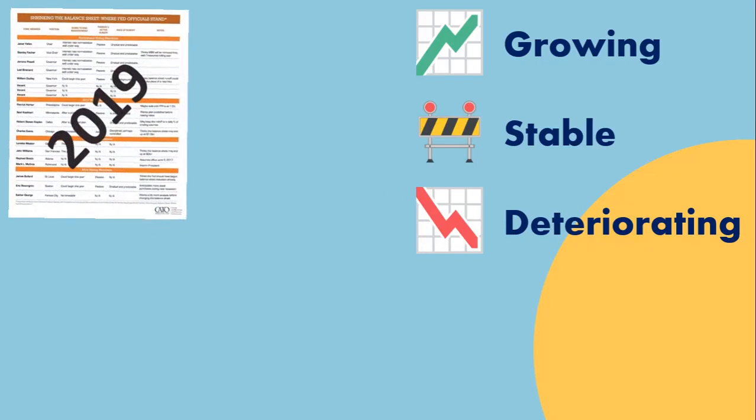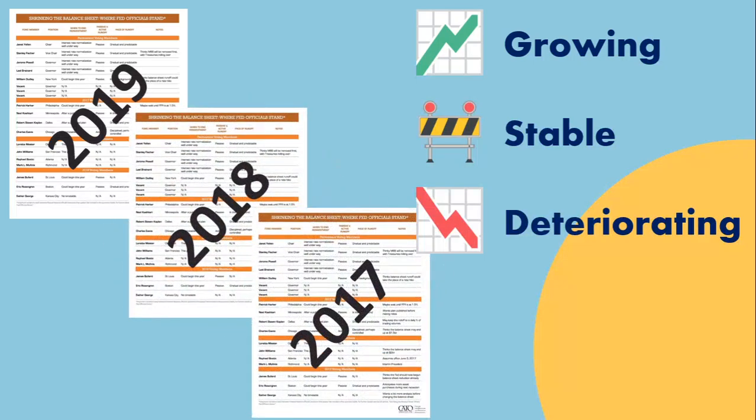Stock analysis involves comparing a company's current financial statements to its financial statements in previous years to give an investor a sense of whether the company is growing, stable, or deteriorating. The financial statements of the company can also be compared to those of one or more other companies within the same industry.